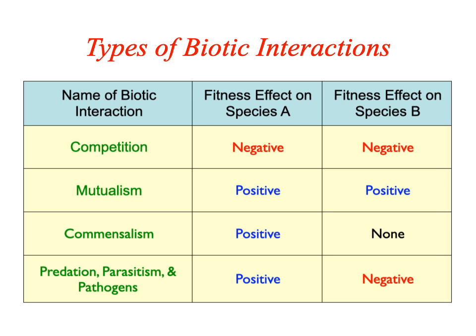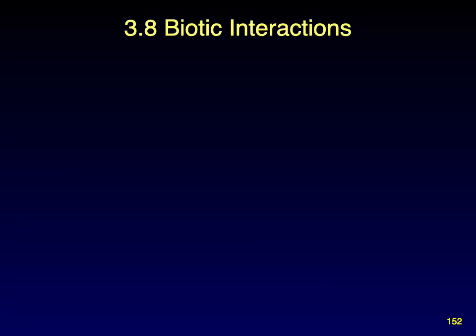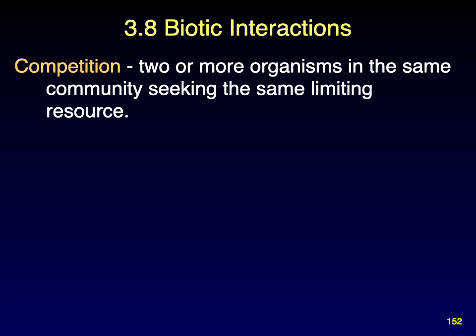And then finally, the last type of interaction is a positive-negative. One species that's interacting with another species has a positive increase in growth and reproduction, and the other one has a negative. Those interactions include predation, parasitism, and pathogens. So let's begin talking about competition, and learn a little bit more about it. These are 2 or more organisms in the same community seeking the same limiting resource. Maybe it's water in the soil, nitrogen in the soil, or light above coming in from the sky.